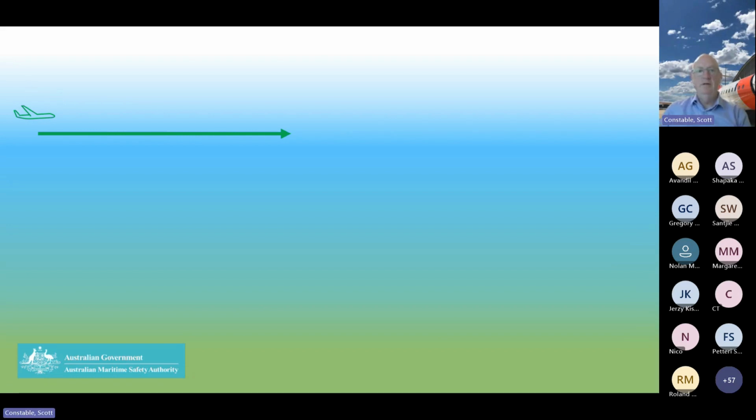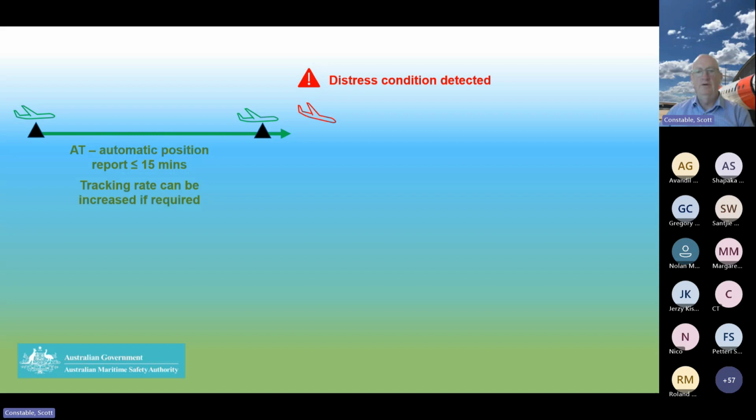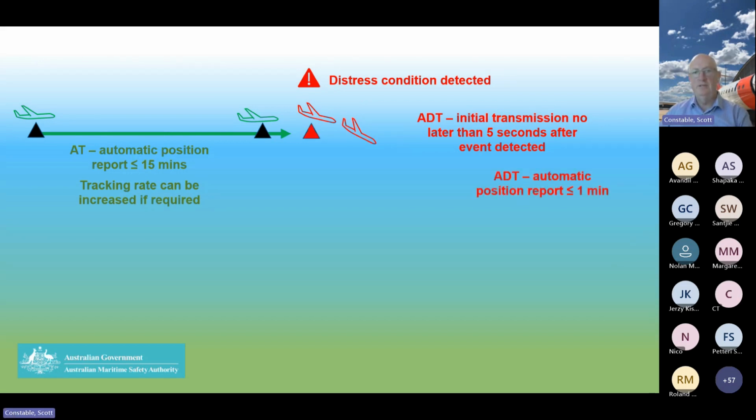So this slide here is basically an animation, which is pretty rudimentary, that I tried to develop to illustrate how it all works. The first part you can see there is aircraft tracking, or AT, which provides for mandatory reports by aircraft at least every 15 minutes, and the rate can be increased if required. The second part in red, which is showing now hopefully, is the ADT, or autonomous distress tracking.